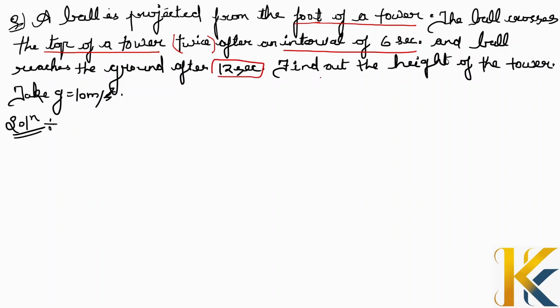Now they're asking us to find out the height of the tower, and the g that you have to take in this question is 10 meter per second square. As I told you in the last session, the value of g, acceleration due to gravity, is 9.81 meter per second square. But for the calculation purpose, g has to be taken as 10 meter per second square, so that calculation becomes easy.